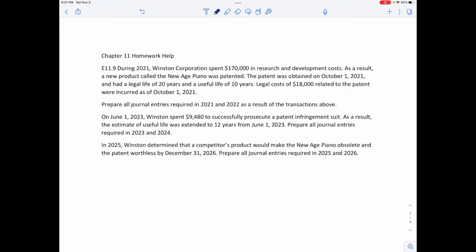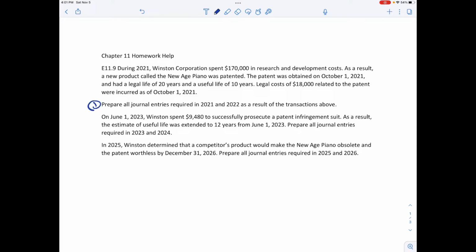Okay, in this chapter, we're going to look at doing a lot of journal entries and talking a little bit more about our intangible assets, such as our patents and copyrights, and how to record those as well as amortize that. So let's take a look at this first one where we talk about some research and development costs, and then we also include a patent and the legal costs associated with that.